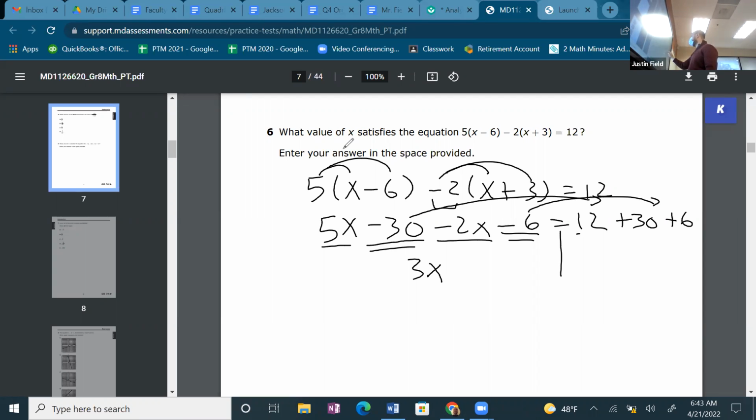And so now we just add 12, 30, and 6 together. So 12 and 30 is 42. And then the 6, and so that is 48. So you end up with 3x on the left equals 48 on the right. And now, what do we do? No, we don't add. No, we divide. Pay attention. Divide both sides by 3. Bam, it's gone. What is 48 divided by 3?